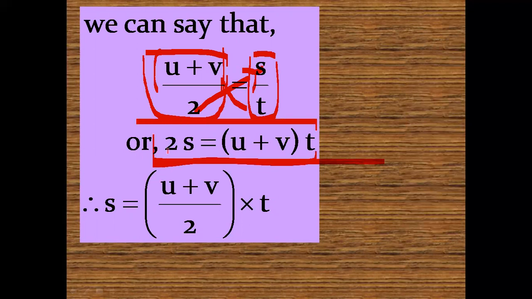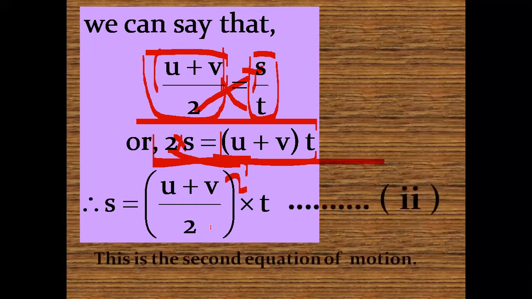Then when we take this to this side, it will be (u plus v) by 2 into t. How does that happen? Before, it was in multiplication. When we take it to the right hand side, it will be in divide form. That's it, and we got the second equation of motion. The second equation of motion shows the relationship between s, u, v and t.